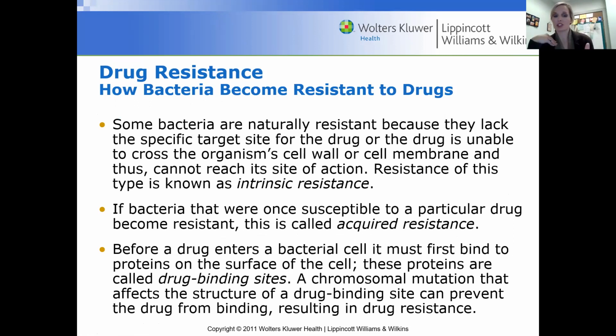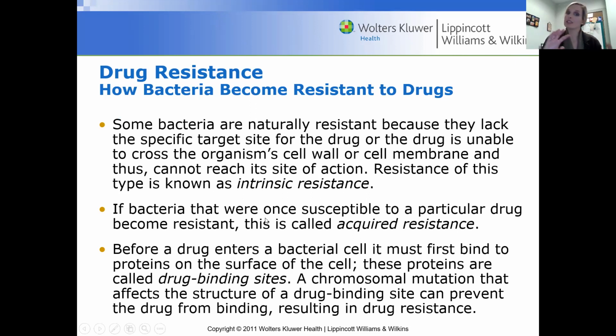Sometimes it just doesn't have the ability, because, if you remember, bacteria sometimes have capsules or cell walls around them that keep them protected. And sometimes the drug is unable to penetrate through that cell wall or cell membrane, so it cannot reach the site of action where it would destroy that bacteria. This particular type of resistance is called intrinsic resistance, meaning that it already exists within that bacteria.